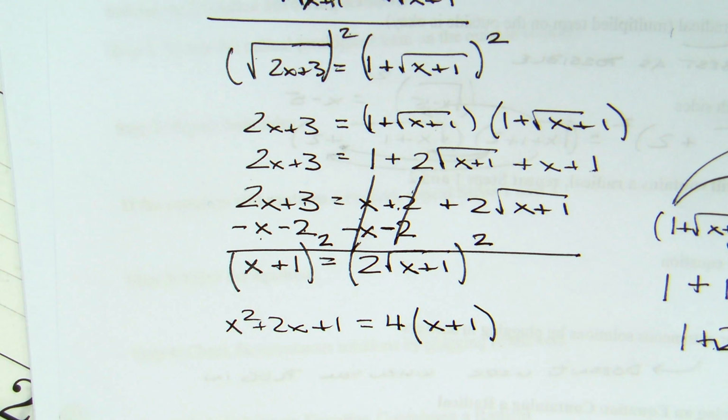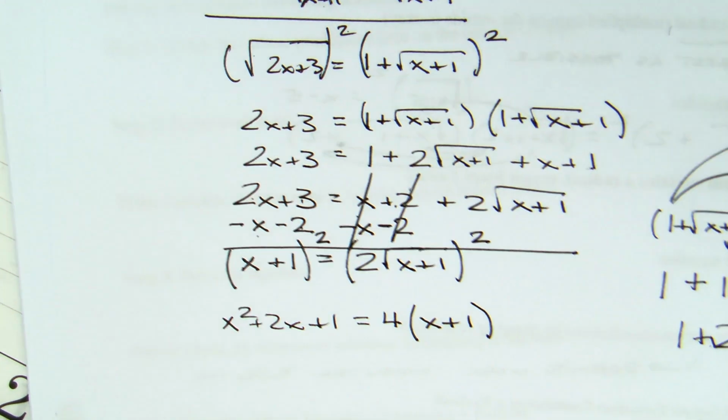The reason being I have 4 times x plus 1. This is a 2 on the outside, and I got to square it. 2 squared is what gives me the 4. The reason I have an x plus 1 is when I square root, what do they do to each other? Cancel out.